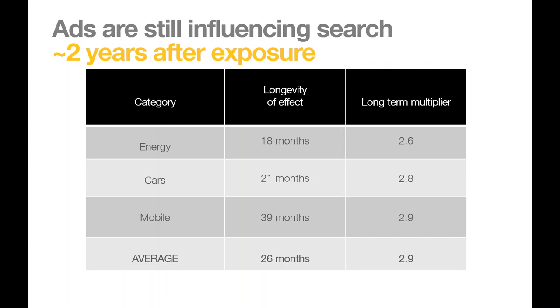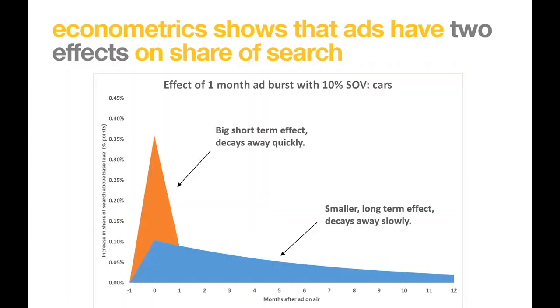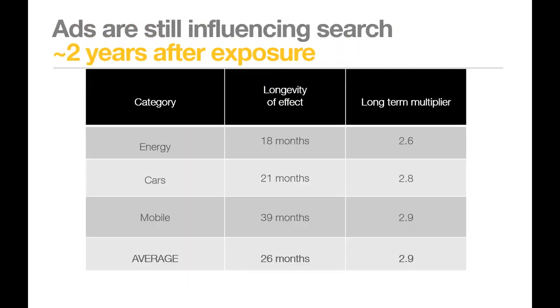The other thing to think about here is this long-term multiplier. If you go back to that chart, yes, there's a big short-term effect, but most of the searches, or a lot of the searches, come through in this long tail, shown in blue. And what our models tell us is that the long-term total volume of searches is much bigger than the immediate short-term response. Typically about 2 to 3 times bigger. So there's a long-term multiplier. The long-term effects of advertising seem to be 2 to 3 times bigger than the short-term effects.